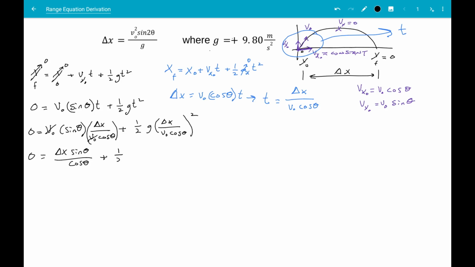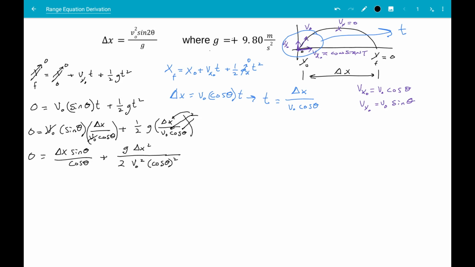So 1/2. Oh no, let's not do 1/2. Let's get rid of that. 1, and let's just do this. G delta X squared, because the 2 distributes to everything in the parentheses. So we're going to have delta X squared. We're going to have the 2 down below from the half. We'll have V naught squared. And I'm going to put parentheses around the cosine because students sometimes get confused with the 2 placed inside for the square.